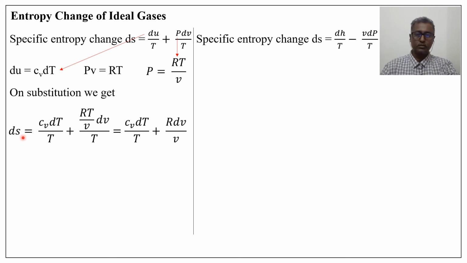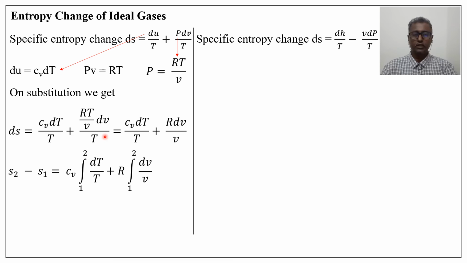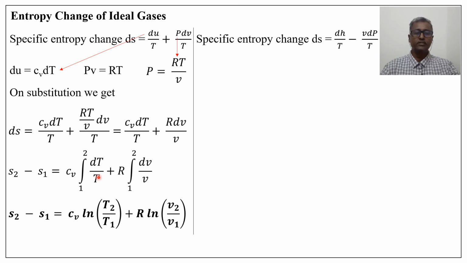To calculate this entropy change during the process 1 to 2, we need to integrate this equation. So S2 minus S1 is equal to integral 1 to 2 of Cv, which is a constant, dT by T, plus R, which is a constant, dv by v. It is a simple integral. What it yields is this equation.